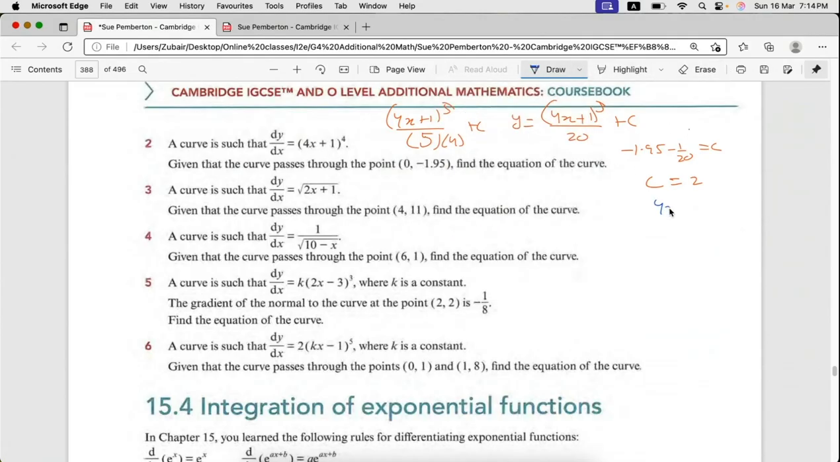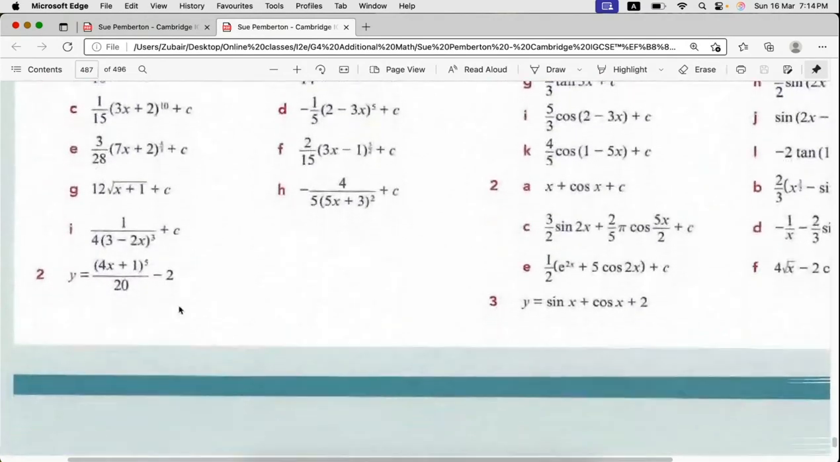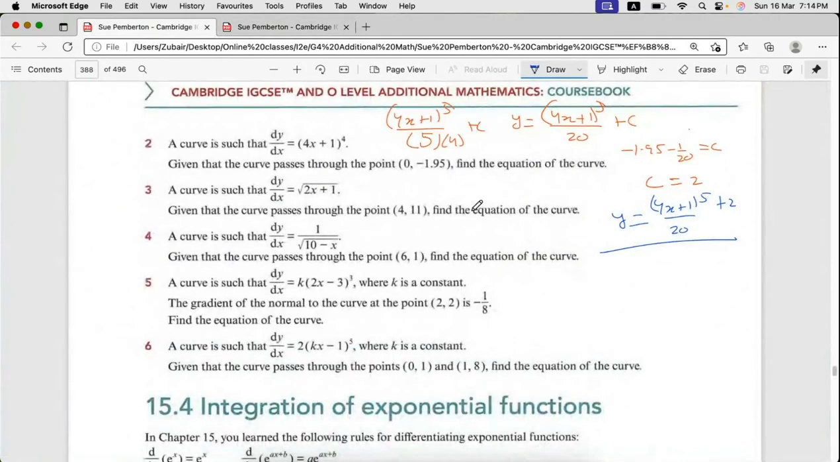So which is (4x plus 1) over 20, and this is raised to power 5, plus 2. That's y. This is exercise 15.3 question 2. (4x plus 1) power 5 by 20 minus 2, my bad, that was minus minus, this is minus, and that's also minus.